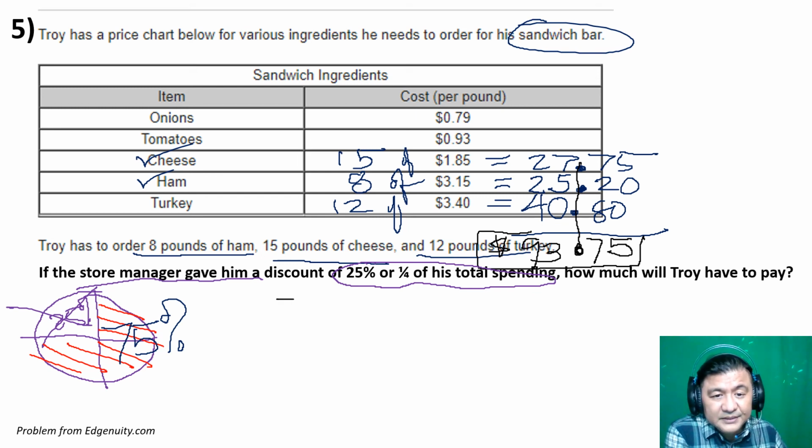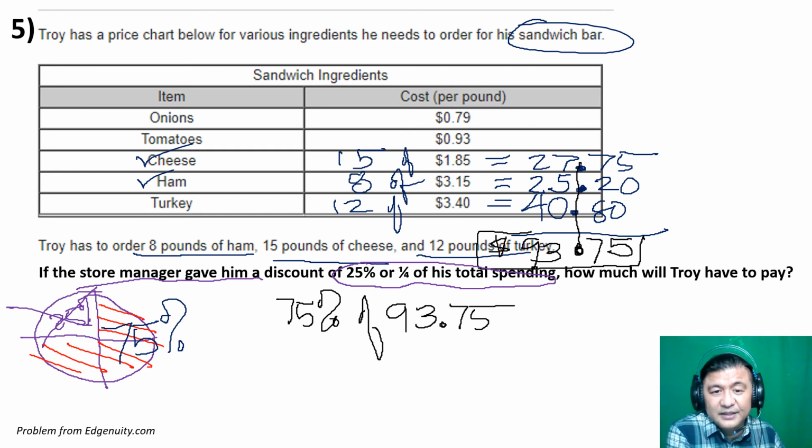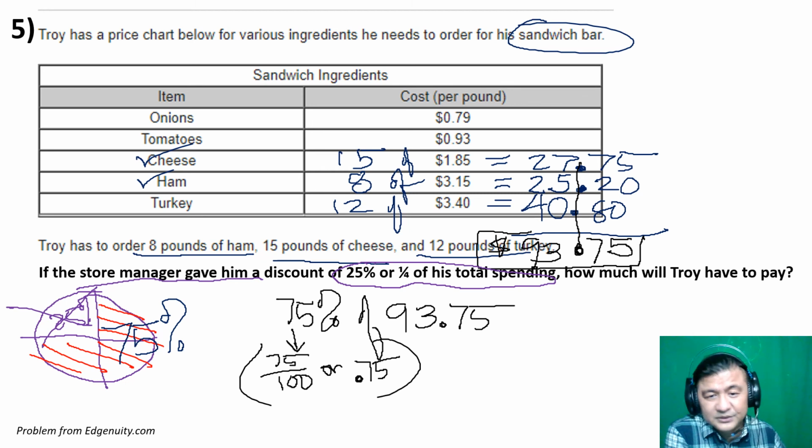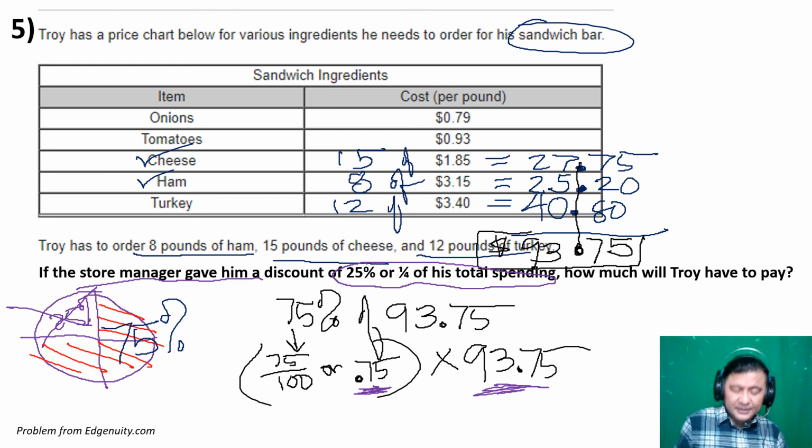So I'm going to pay 75% of my total spending, 93.75. Okay? Since you're not paying the 25%, you're just concerned with this. Now, a percent means hundreds, therefore that's 75 over 100. Or you could make it as a decimal, 0.75, whatever you want to use, that's fine, times 93.75. Since I want to use decimal so that I could easily use my calculator, so get your calculator now.